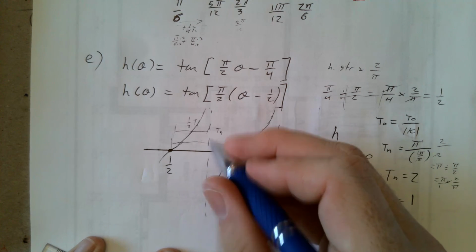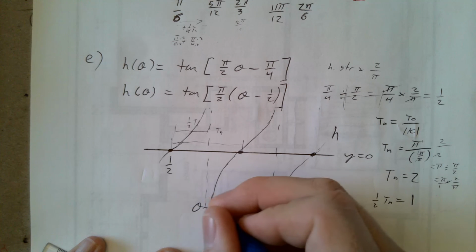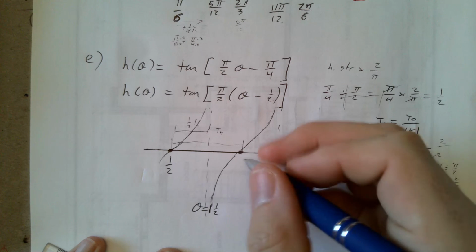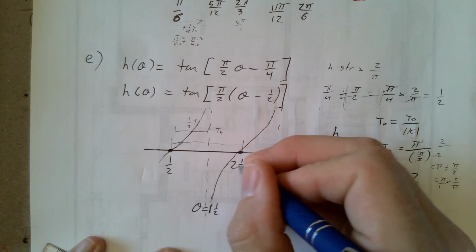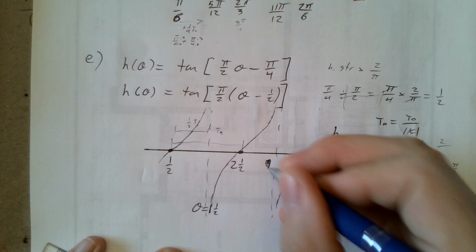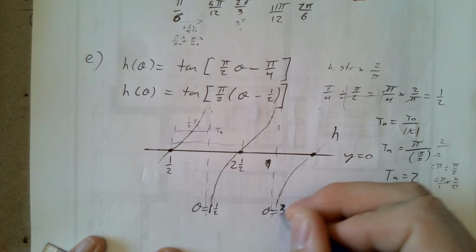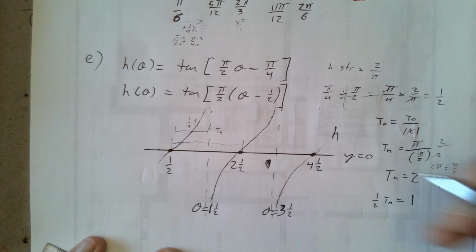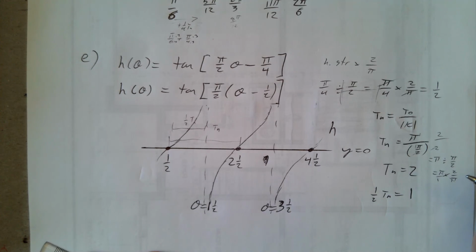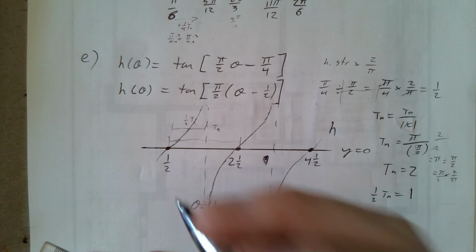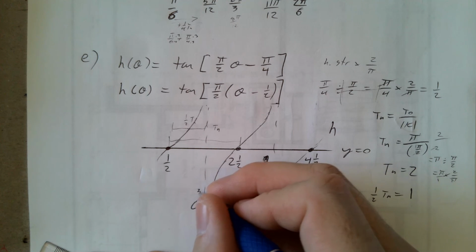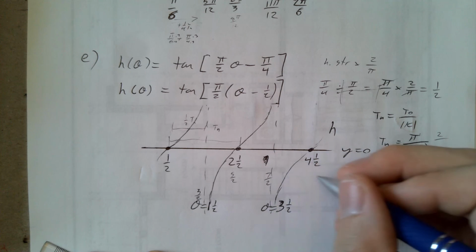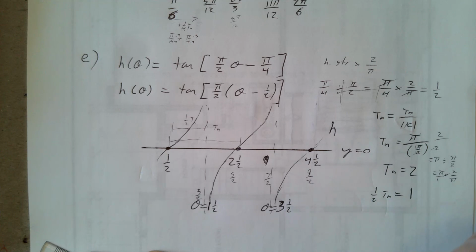So this asymptote is going to happen at theta equals 1 and 1/2. And this right here is going to happen 1 later, so that's going to be 2 and 1/2. This will be theta equals 3 and 1/2, and this will be 4 and 1/2 right there. I mean, you could just count by 2 halves as well and go 3 halves, 5 halves, 7 halves, and 9 halves. And that worked great.